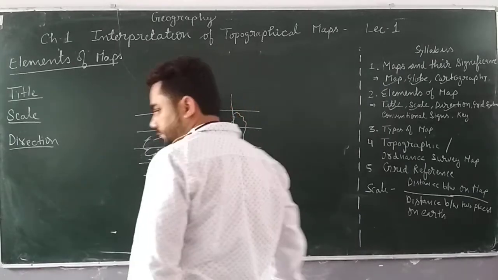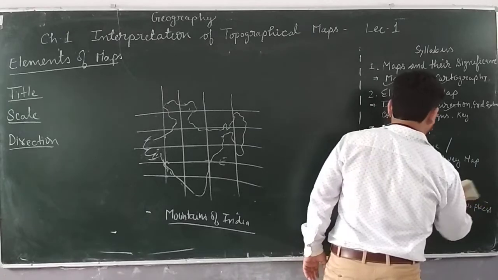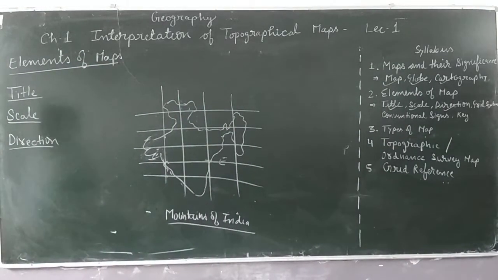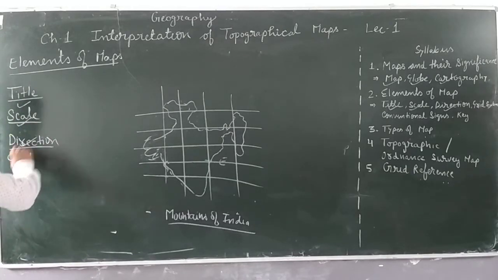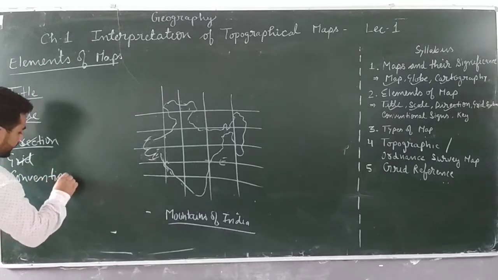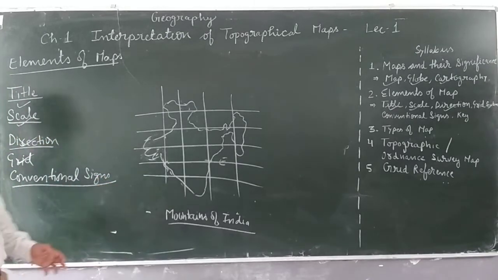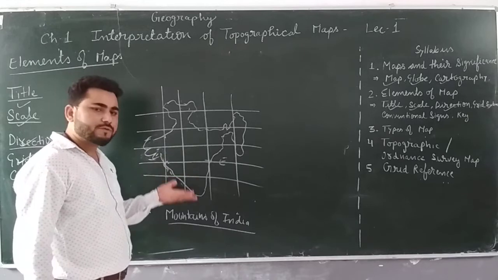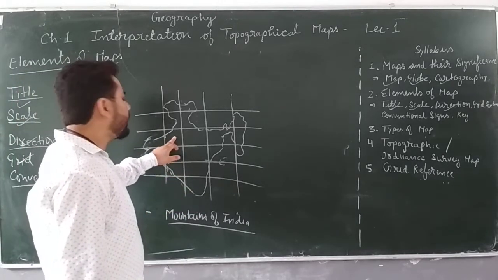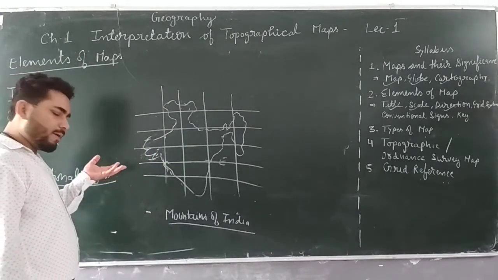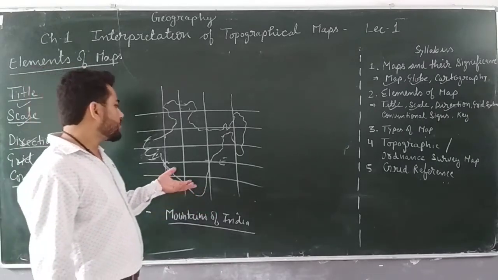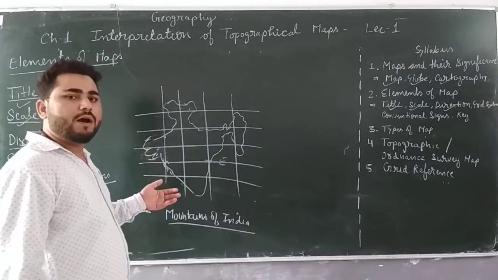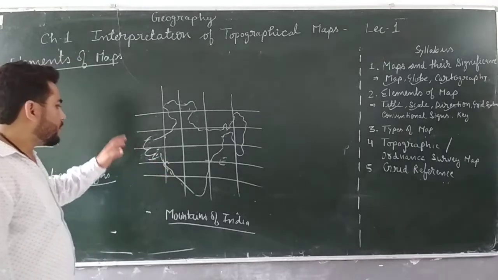Now come conventional signs. So what are conventional signs? Grid is over, title, scale, direction, grid. Now conventional signs. Some signs or symbols are used on maps universally by most countries or most people in order to understand cultural as well as physical information on a map. These symbols have been used since a long time, conventionally. That is why we have named them conventional signs, the signs which our fathers and forefathers also used to show certain information on a map.